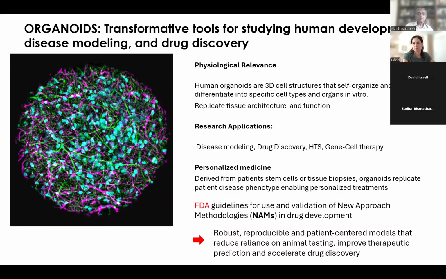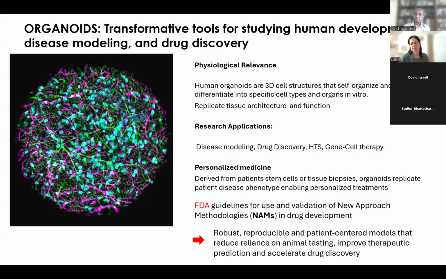So we need to be able to reproduce its function, which is dependent on the structure. So the 3D interactions between the cells and between the cells and the matrix are crucial to establish this mature organization. And so today we have several applications that can be associated with organoids: disease modeling, drug discovery, high-throughput screening, cell and gene therapy.